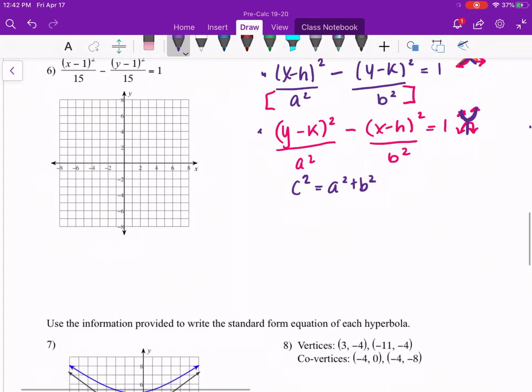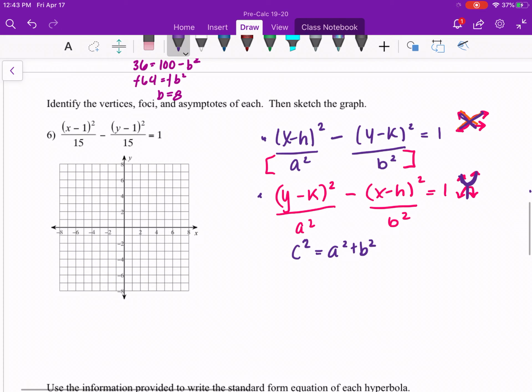So let us take a look at number 6. We're going to identify the vertices, the foci, and the asymptotes of each of them, and then we're going to sketch the graph. Your hyperbolas still have a center. Even though we don't really use it, the center helps us plot all of our points after that. So it's still important to use that H and K and find your center. This center here is going to be positive 1, positive 1.